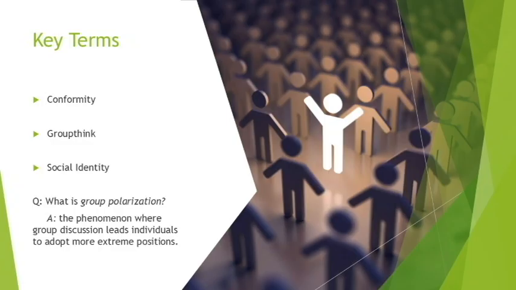Then there is groupthink. Groupthink is a decision-making process where the desire for consensus leads to a lack of critical evaluation and suppression of dissenting opinions, and this often leads to poor decisions. And then finally, there's social identity theory, which suggests that people derive a sense of self-esteem and identity from the groups to which they belong, and this leads to things like in-group favoritism and sometimes to out-group discrimination.